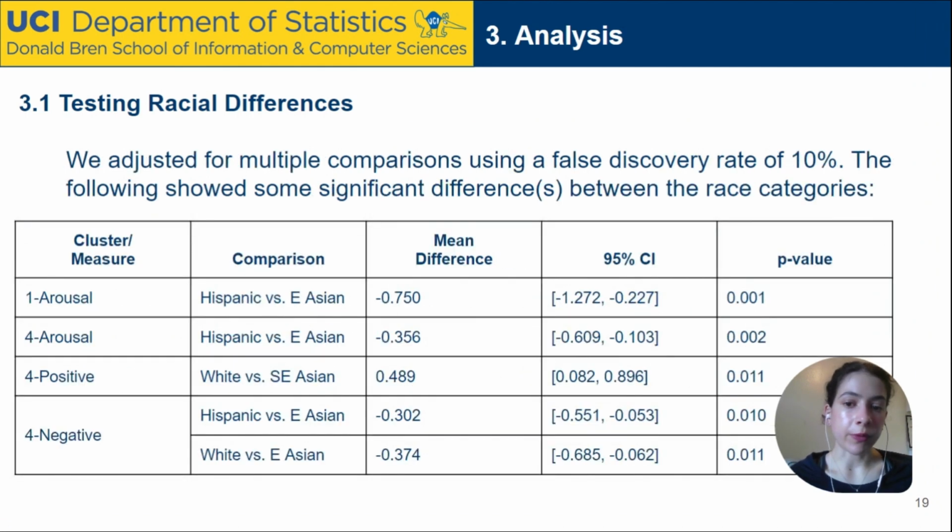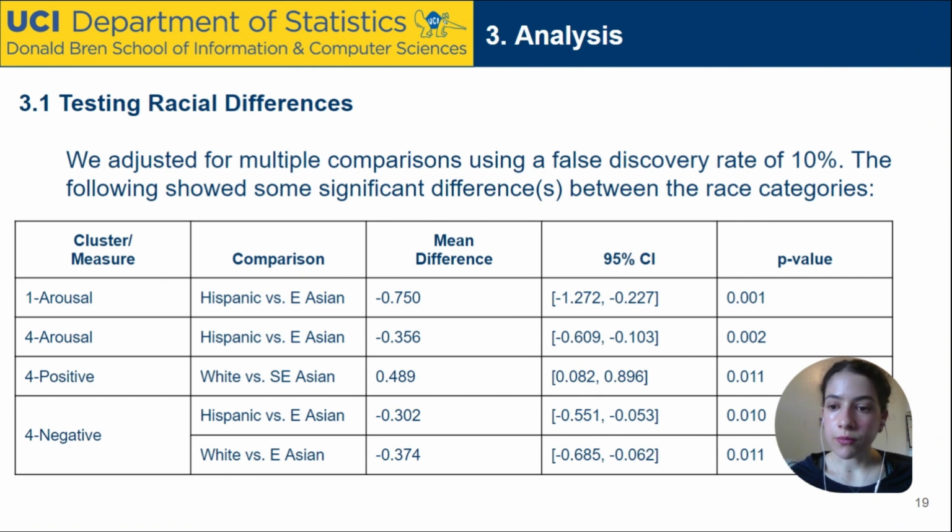We adjusted for multiple comparisons using a false discovery rate of around 10%. The following showed some significant differences between the race categories at the 5% level. The leftmost column refers to the cluster number and the cluster measure. So 1-arousal refers to cluster 1, which was the negative cluster, implying that Hispanic versus East Asian had differences in their average negative cluster arousal scores.